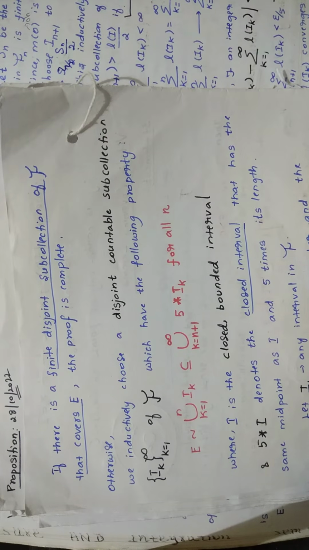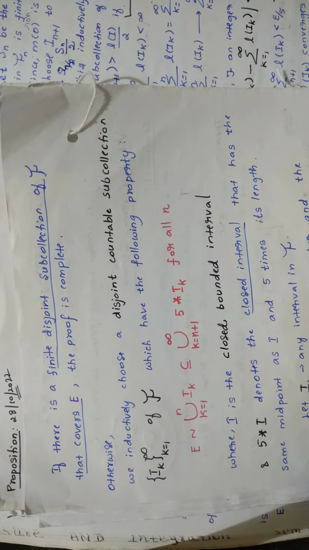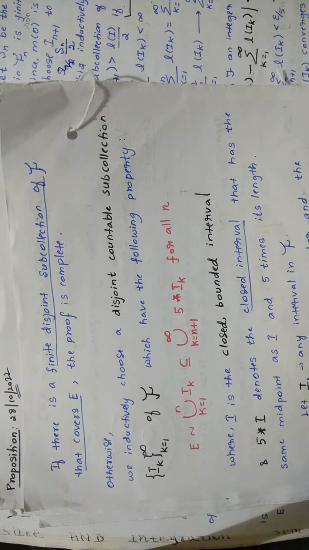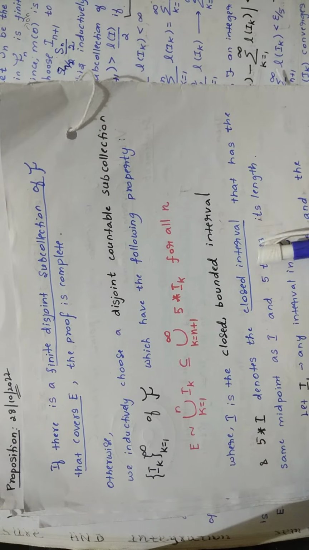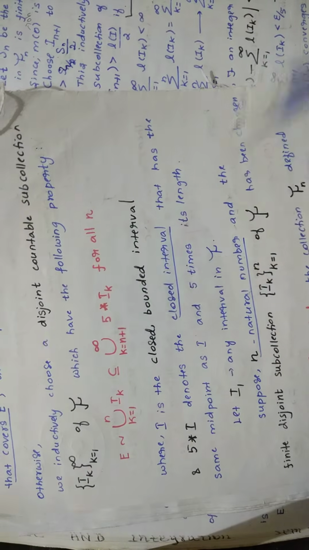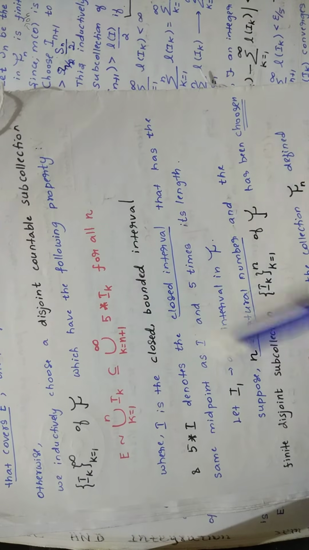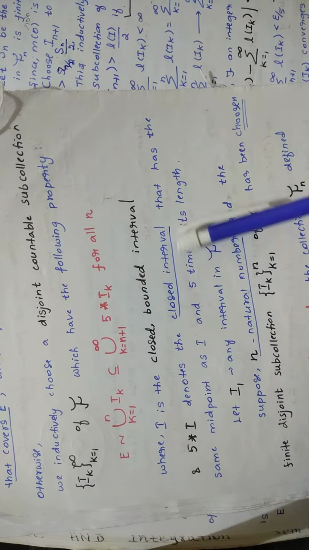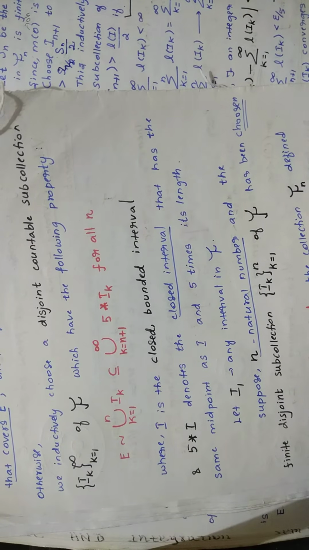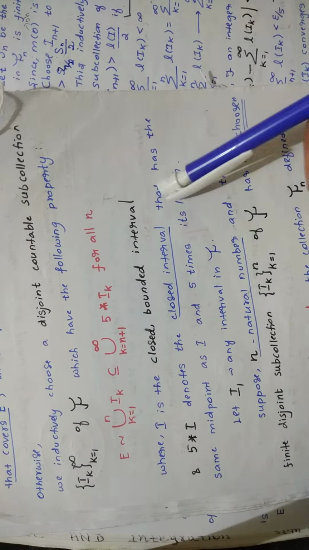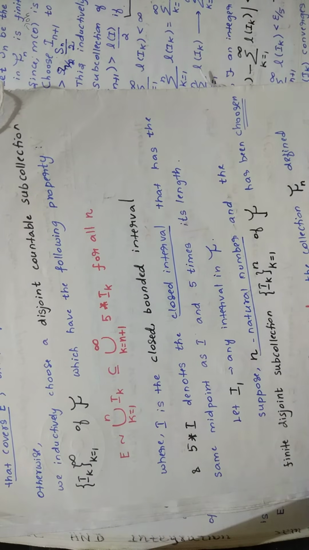Now let us write about what I is and what 5 star I is here. I is a closed bounded interval, you know from the statement itself, right? You are writing it again, and then 5 star I denotes the closed interval. This is also a closed interval, but it has some property: it has the same midpoint as I.